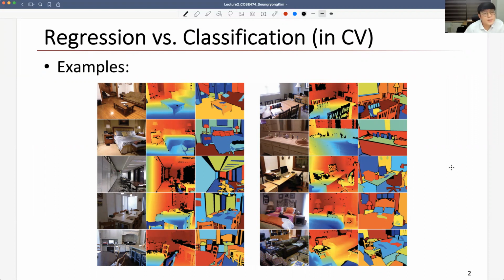Okay, so before starting, let's think about what regression is and what classification is. I guess most of you have heard about these two kinds of concepts, regression and classification. So here are very well-known examples of regression and classification in the computer vision field. As you can see here, from the single image here, the middle image represents the depth information.